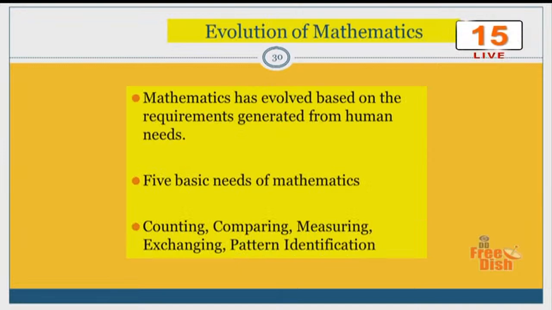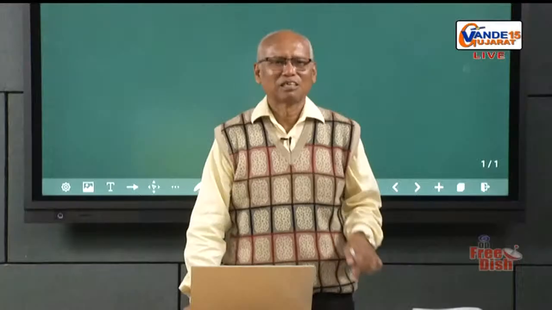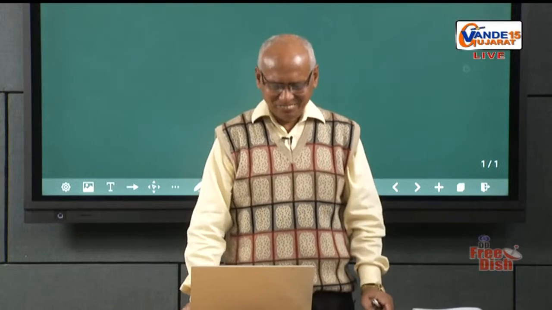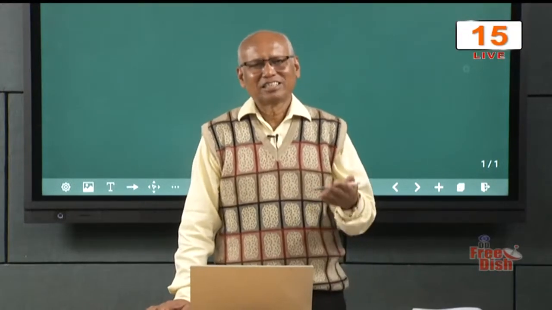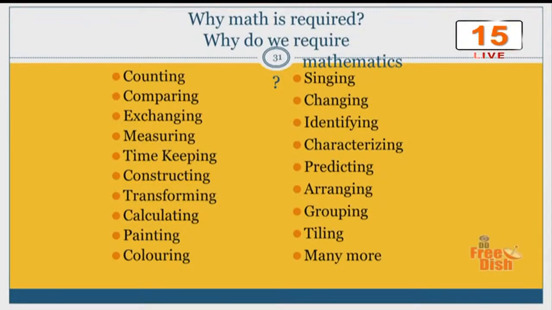So here we can talk about the evolution of mathematics. Mathematics has evolved based on general requirements generated from human needs. It should help to meet our needs or requirements in life. So there are 5 basic needs of mathematics: counting, comparing, measuring, exchanging, pattern identification. These are the activities for which we use mathematics, and how we use them we can read in future classes. So first we should identify that we require these 5 activities for learning mathematics. Once we know these 5 basic requirements, then so many things we can do.